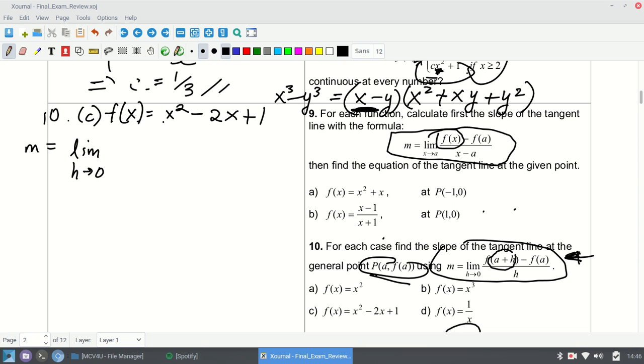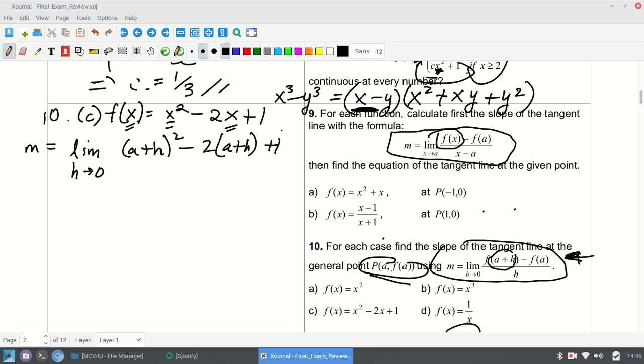f of a plus h. Okay, listen, don't freak out. The input is squared, then you take away 2 times the input plus 1 at the end. That's it. So the input is a plus h itself, so you have to put brackets. Square a plus h, take away 2 times that input plus 1.